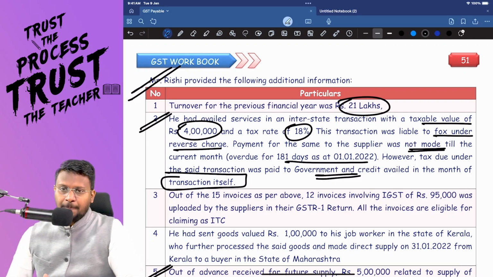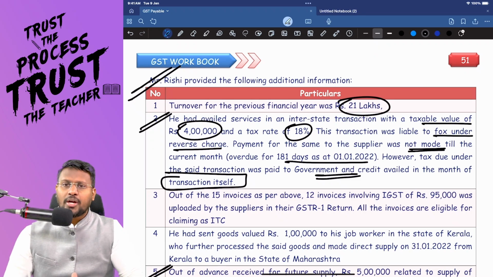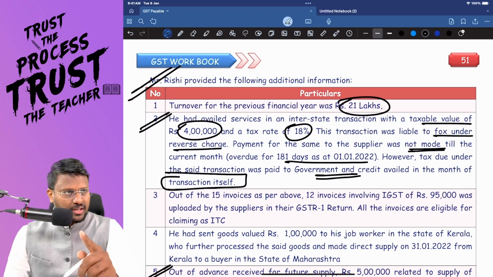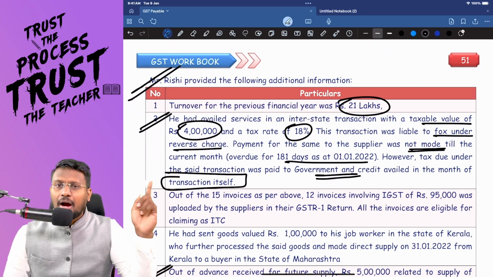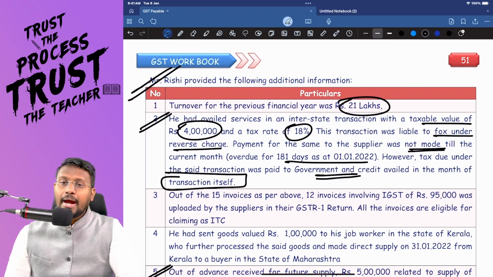From Section 16, we all know that, sir, once a supplier has supplied, the recipient has to make the payment within 180 days from the supplier's invoice. If the recipient has not made the payment within 180 days from the supplier's invoice, on the 181st day, whatever GST you have availed, the ITC you have availed should be what? Reversed. Along with the interest, it should be added to the output tax liability.